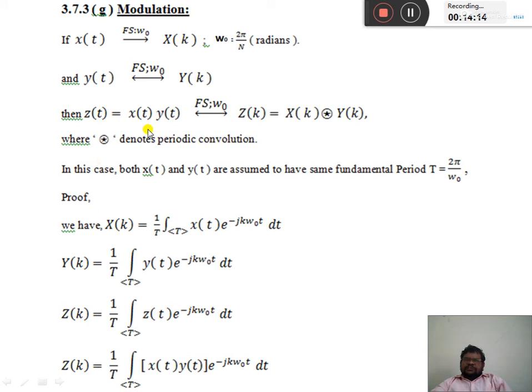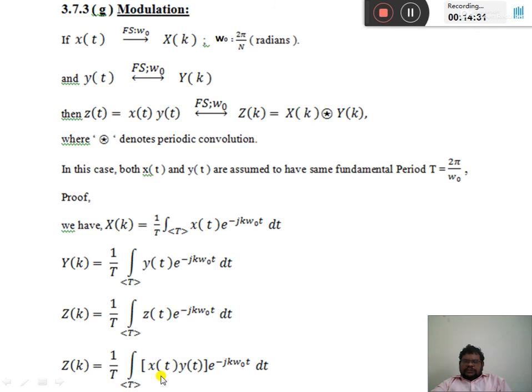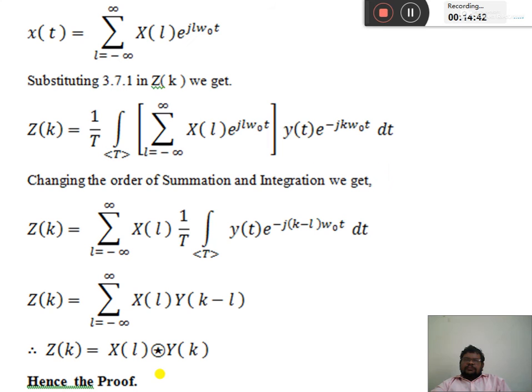Applying z of t is x of t to y of t. Applying that, whatever z of t we have got here, and we know the synthesis equation x of t is equal to the sum of x of l into e to the power of j l omega naught t. So we have x of t and y of t, both in the time domain. For this x of t, we will write the synthesis equation, or inverse Fourier transform equation, in the next step.